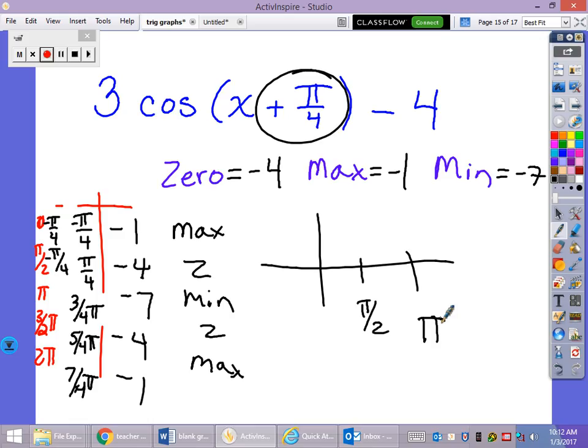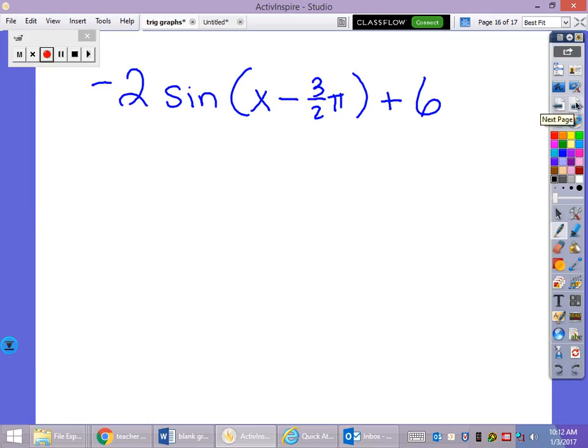Here are 2 for you to practice, and then I'll put your, oh, sorry, I lied. 1 more for you to practice all on your own. Try to get me 0, max, min, and the table. We'll check it, and then I'll give you your homework.